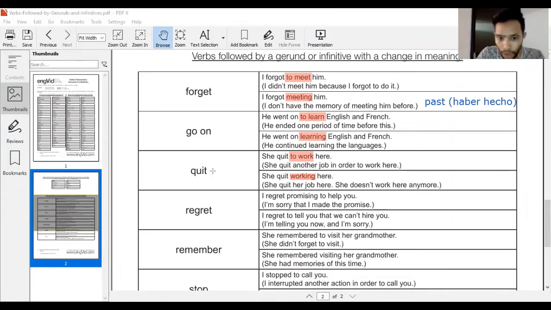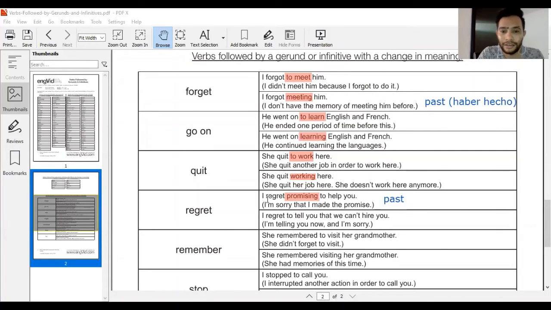Let's go on to the next verb, regret. All right, in the case of regret, we got the following. I regret promising to help you. This is something similar to the word forget. When we use the ing form, we got a past meaning, right? A past intention.